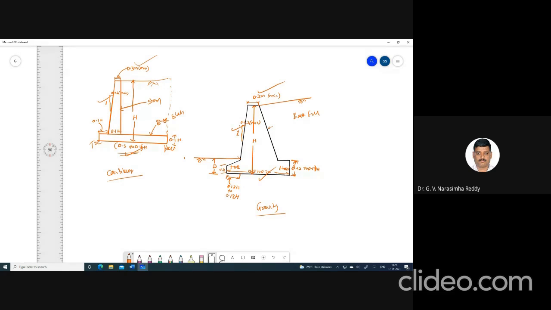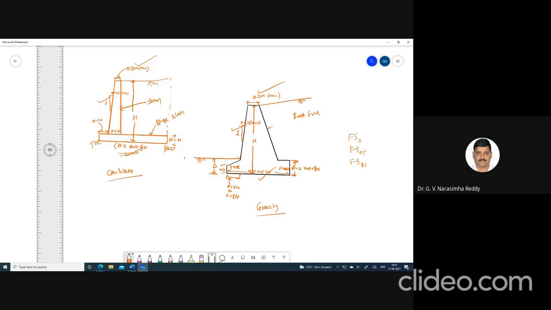So initially you can calculate the height. Let's say H is known, so you can calculate the earth pressure. To resist that earth pressure, first of all you should assume the dimensions of the retaining wall. Otherwise you can't check the stability. If you want to check the stability, that is the factor of safety against sliding, factor of safety against overturning, factor of safety against bearing capacity failure, and no tension to occur. So if you want to check all these things, you should have dimensions.